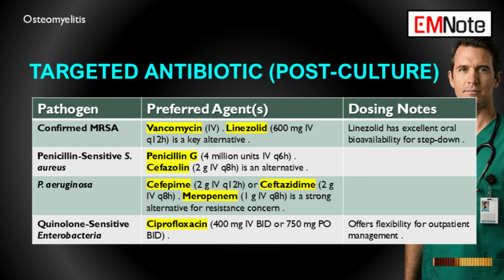What about for good old penicillin-sensitive S. aureus? The preferred agent there is actually penicillin G, dosed high at 4 million units intravenously every 6 hours. A very common alternative, though, is cefazolin, 2 grams intravenously every 8 hours.